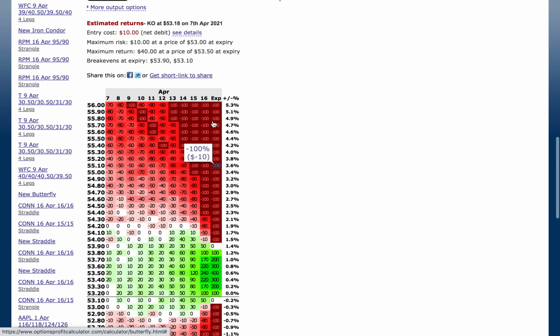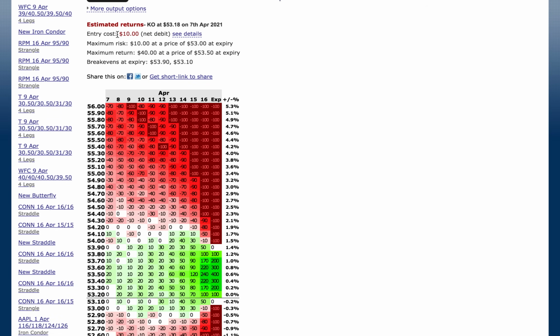But as you can see, for the most part, our entry cost is $10, right? Net debit, because we're paying to enter this trade. We're paying $10. It's also our maximum risk here. That's the most we can lose is $10. So you only need $10 for this trade, which is not a lot of money.